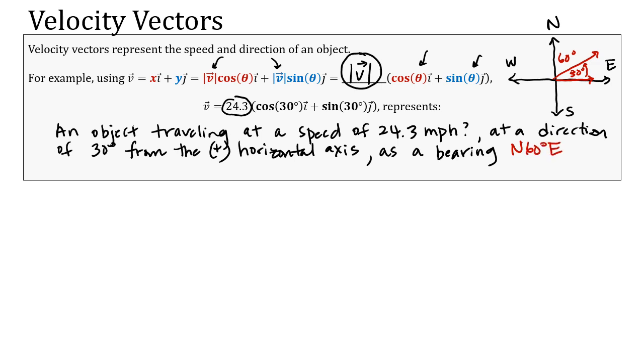Now notice if a problem is given information like that with a bearing, don't automatically put the number that you see there, the 60 degrees, in for your theta because this theta is measured from the positive horizontal axis. So something to be careful of. Let's try looking at an example.